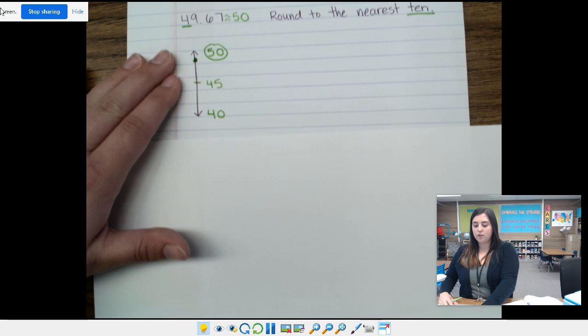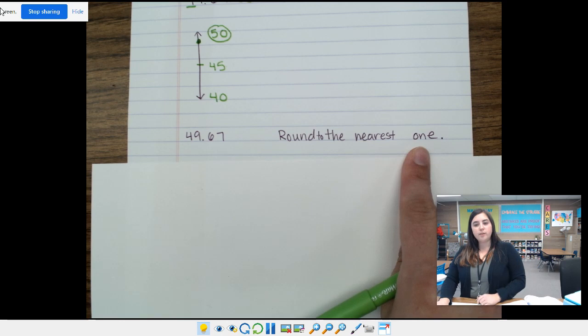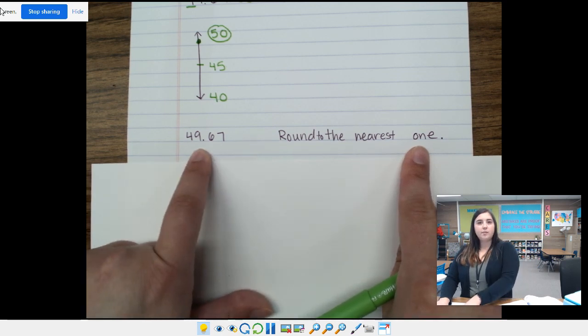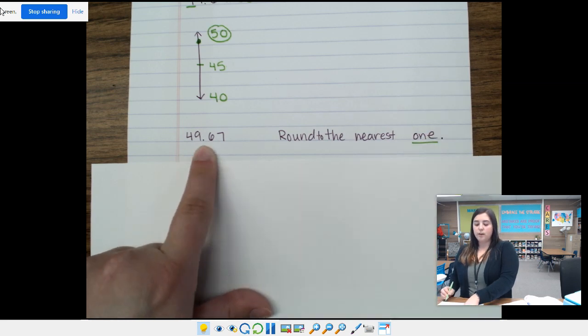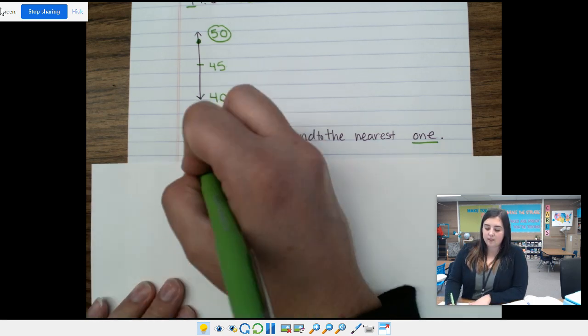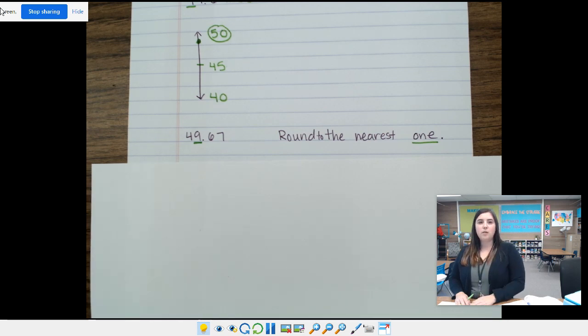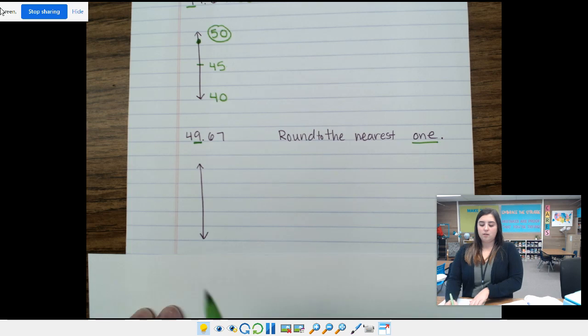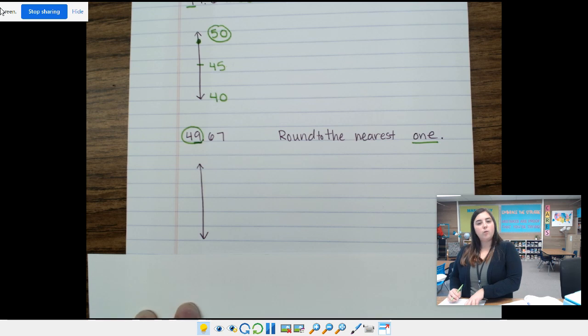Let's do another one. Using that same number, this time let's round to the nearest 1. So you want to erase your board, rewrite, and I want you to underline your ones place. Where is that in this number? That would be right here. All right, now where does this go on your number line? So if this is my ones, I'm going to use everything before it. I'm going to use 49. Where is that going to go? Good, it goes right at the bottom.